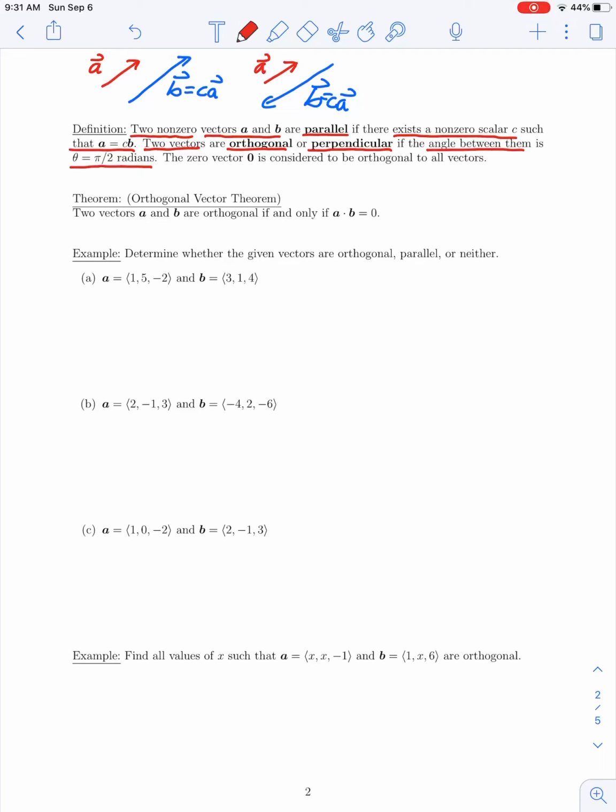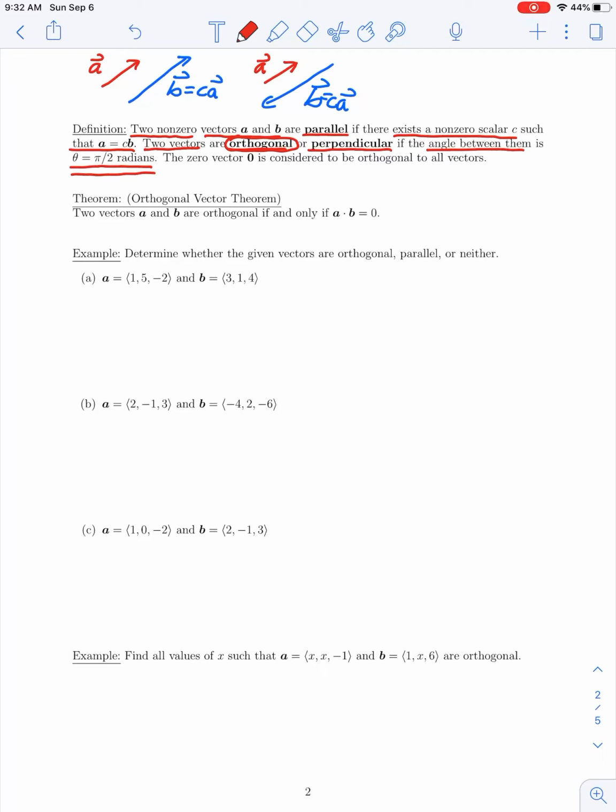So a little new terminology here. When we're talking about vectors, we would say that two vectors are perpendicular or orthogonal. So orthogonal is sort of a fancy math term for perpendicular, which we'll be using throughout the course. So just a heads up there, when you see orthogonal, that really means perpendicular. So two vectors are orthogonal if they form a right angle, which means that the angle between them is pi over 2 radians or 90 degrees.